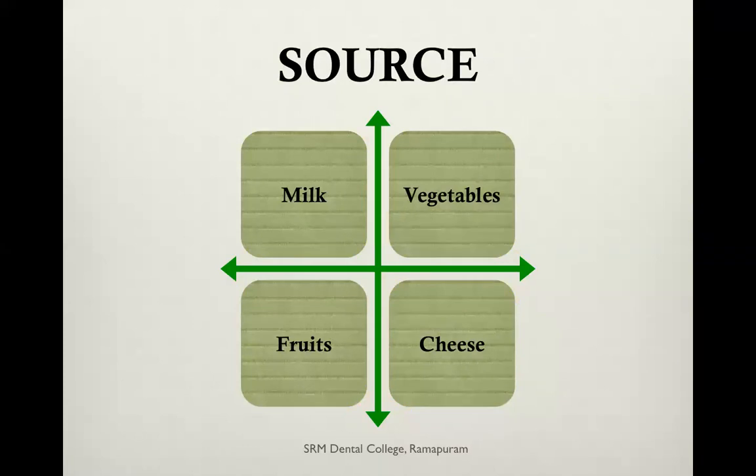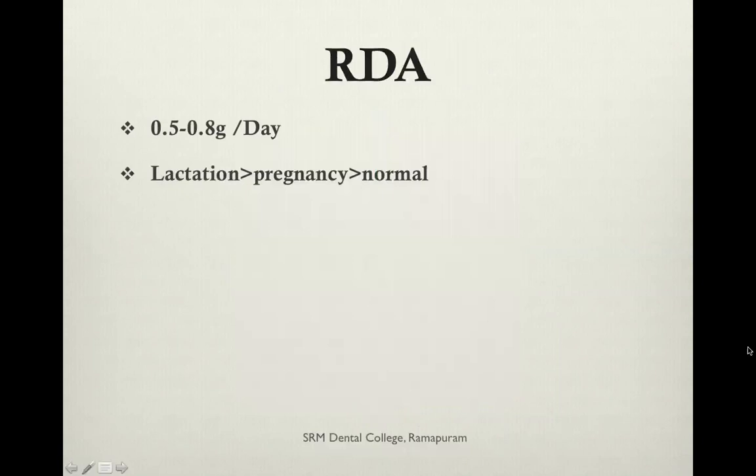The source of calcium is milk, vegetables, fruits, and cheese. The recommended dietary allowance for calcium is 0.5 to 0.8 grams per day, but this increases during lactation. Lactation requires the highest calcium when compared to pregnancy and the normal values.